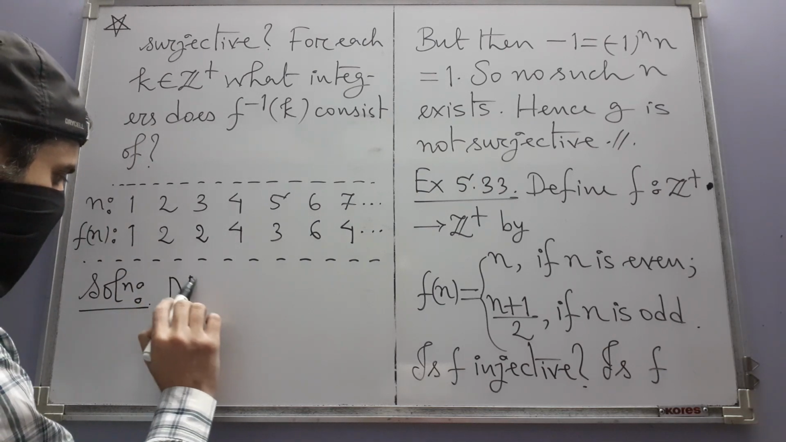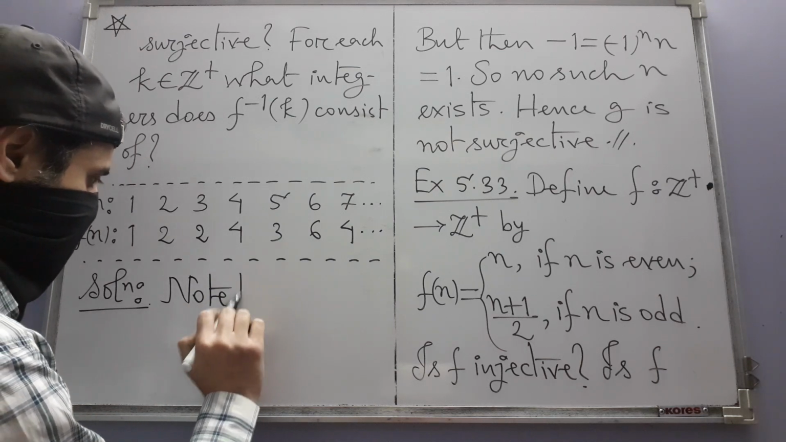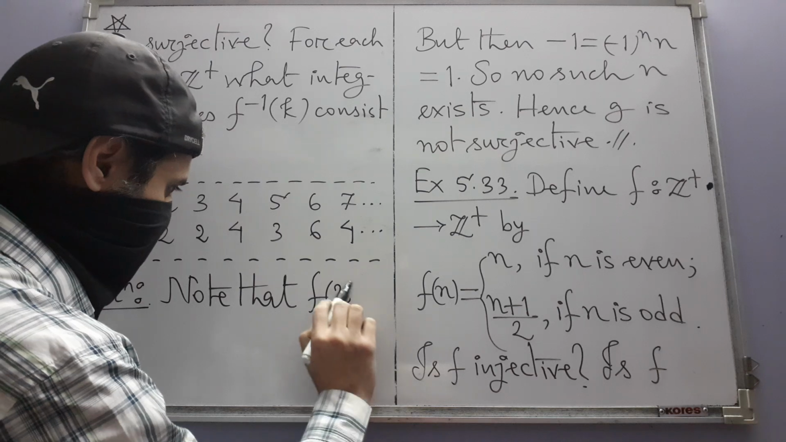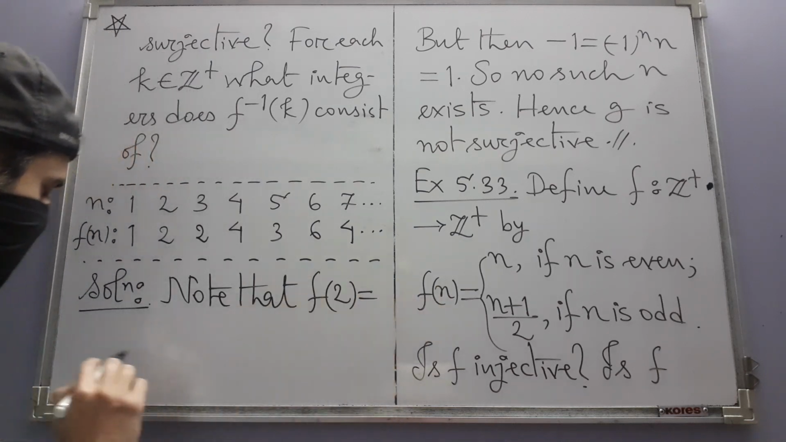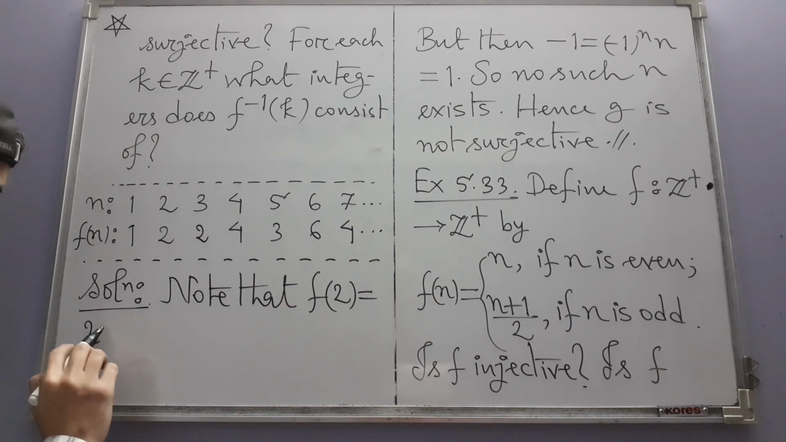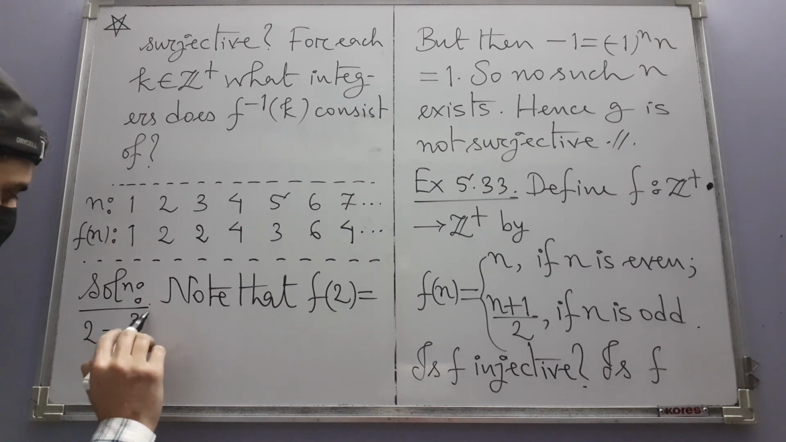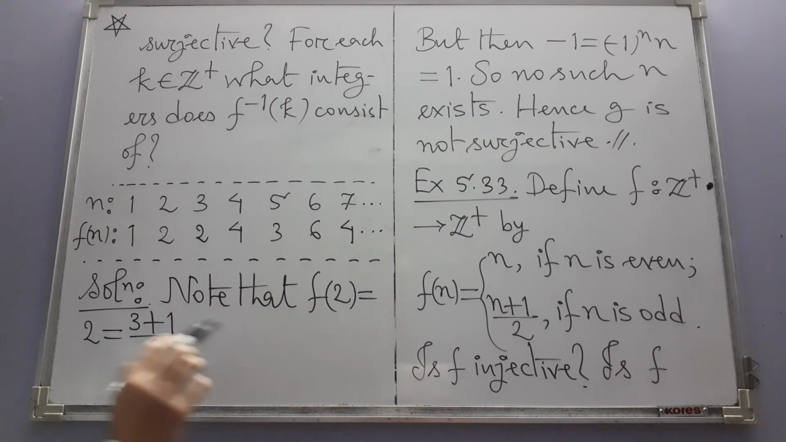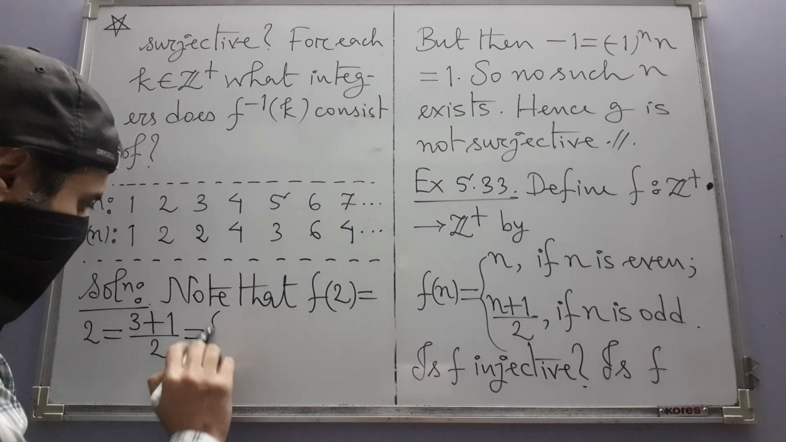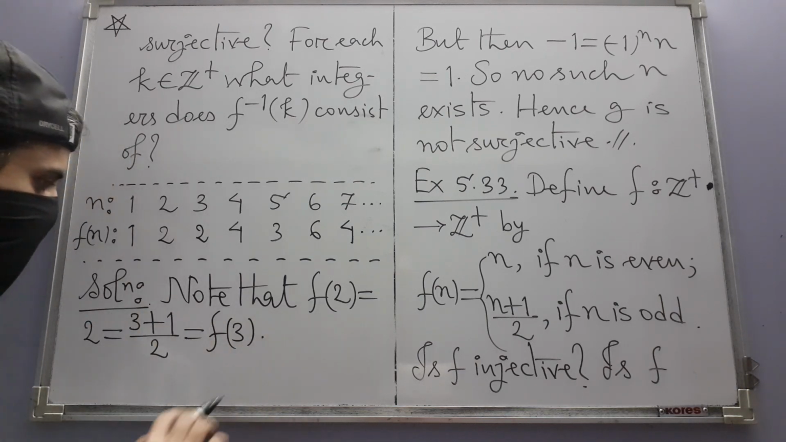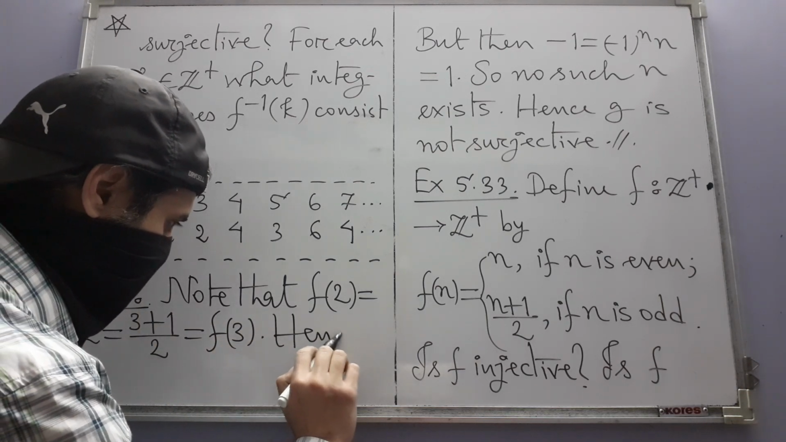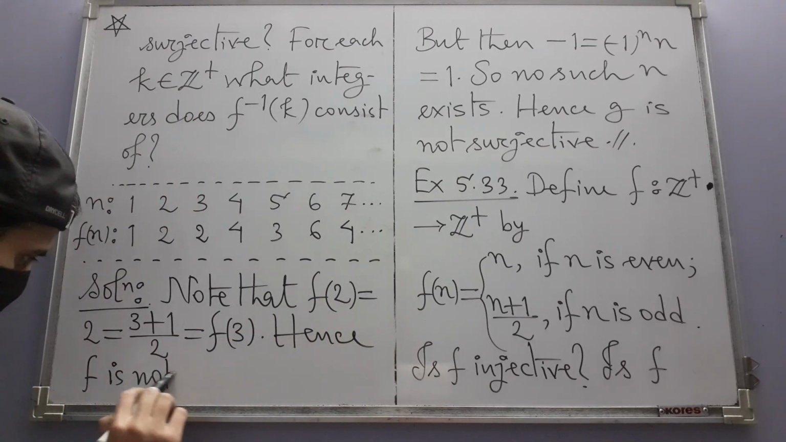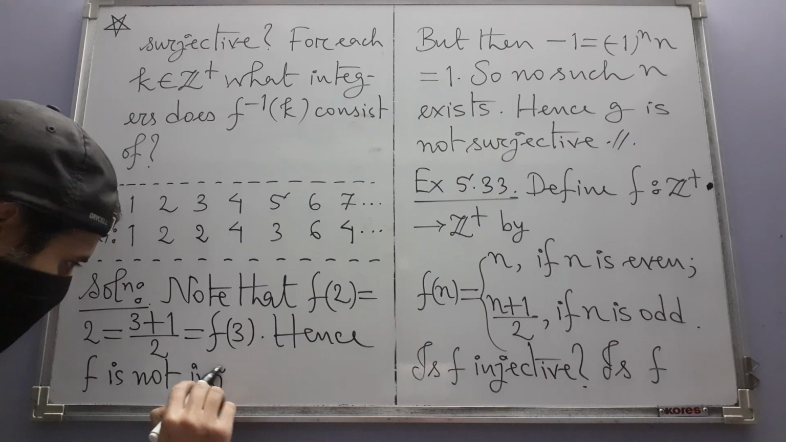Note that f of 2, because 2 is even, so the output is also 2. But 2 at the same time is 3 plus 1 divided by 2 and 3 is odd. So this is f of 3. Hence, f is not injective.